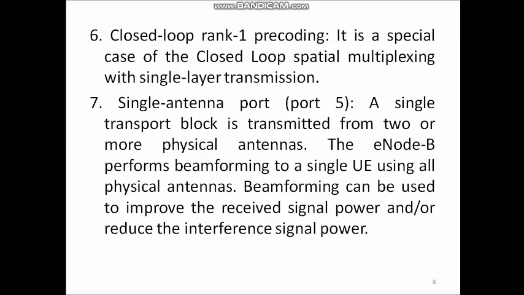The last 7th one is single antenna port. So, in this mode of transmission, port 5 is used. So, as we discussed previously, if user equipment specific reference signals are transmitted, then we should use antenna port 5. So, here a single transport block is transmitted from 2 or more physical antennas. The eNode B performs beam forming to a single user equipment using all physical antennas. So, here beam forming can be used to improve the received signal power and or reduce the interference signal power.